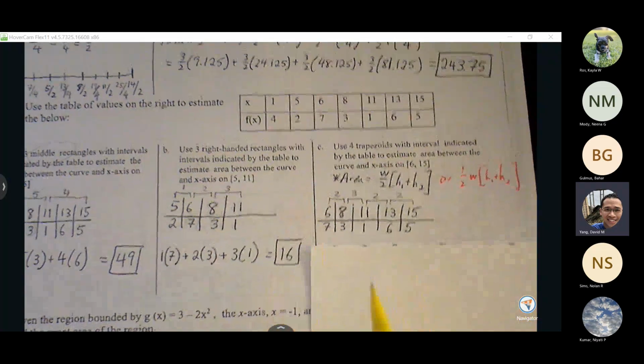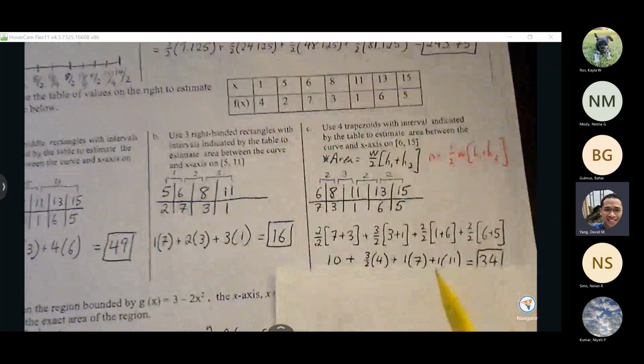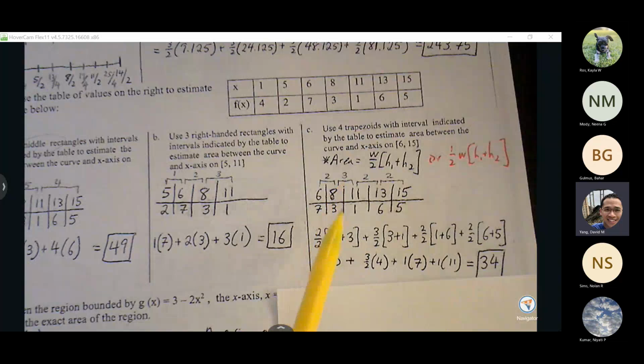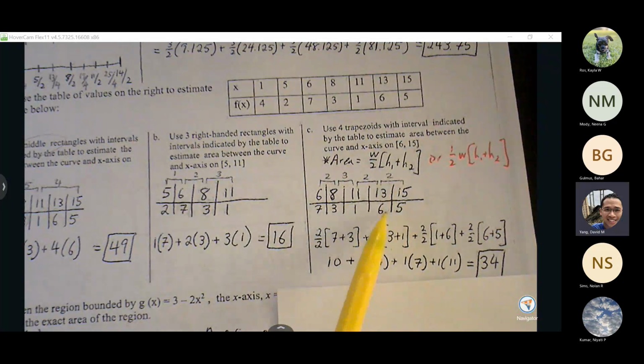So 7 plus 3 will be the heights of your first trapezoid. Second trapezoid has a width of 3 and heights of 3 and 1. Third trapezoid, 1/2 times 2 times (1 plus 6). Fourth trapezoid, 1/2 times 2 times (6 plus 5).